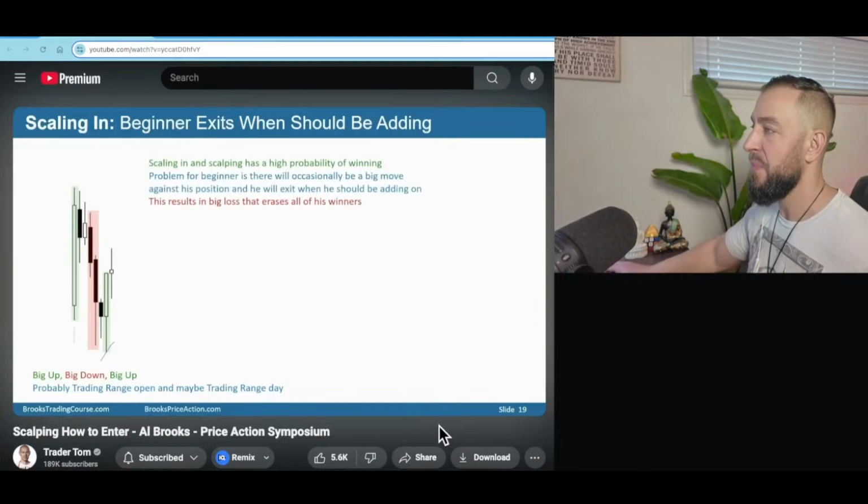Scaling in and scalping, you have a very high probability of winning. A good scalper can win 80 or 90% of the time. And the problem for the beginner is that there's occasionally going to be a very big move against your position, and you will exit at a time when you should be adding on. And the result is one big loss can erase a whole bunch of winners, and you end up losing money.